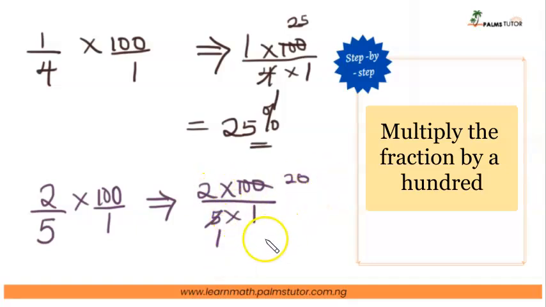So 2 times 20 is 40. So I have 40%. You must have this sign, otherwise it's just 40. Now, this 40% means that 40 over 100 is the same thing as 2 over 5. Do you want us to check?